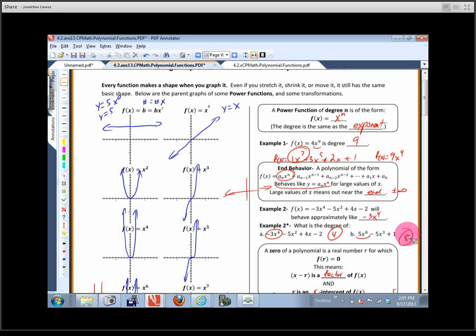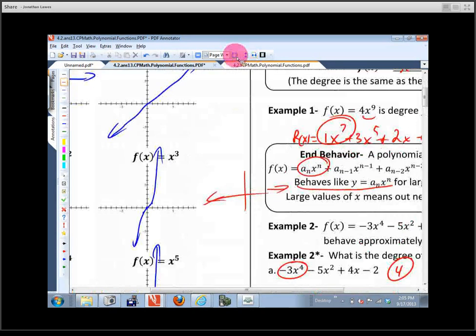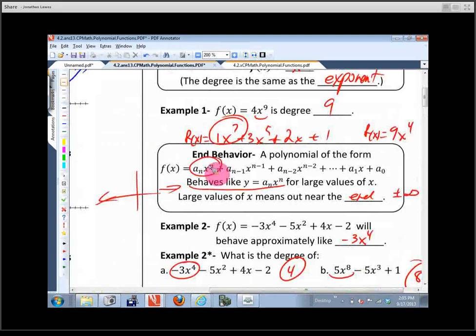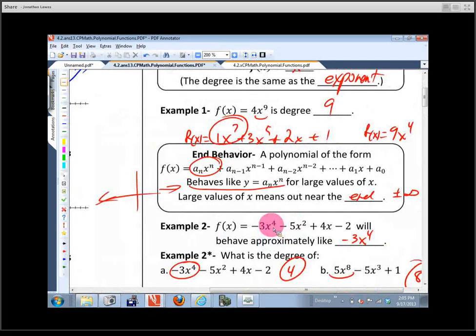And we said it's going to have the behavior, or it's going to resemble, or it's going to look like the highest power. Okay? So this one right here would look like negative 3x to the 4th. This one would look like 5x to the 8th. Okay?